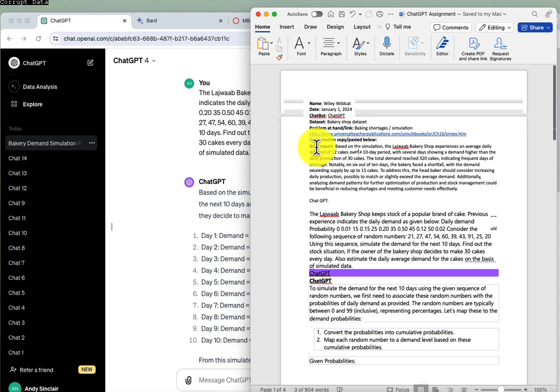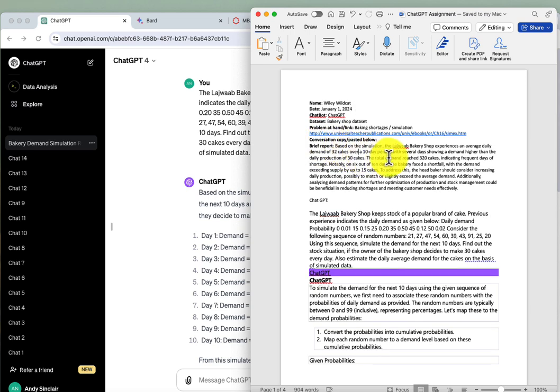And then finally, we would write a brief report. So based on this simulation, the bakery shop experiences an average daily demand of 32 cakes over a 10-day period, with several days showing a demand higher than daily production of 30 cakes. So maybe they get more volume on a weekend or something along those lines. But we know that the total demand reached 320 cakes, indicating frequent days of shortage.